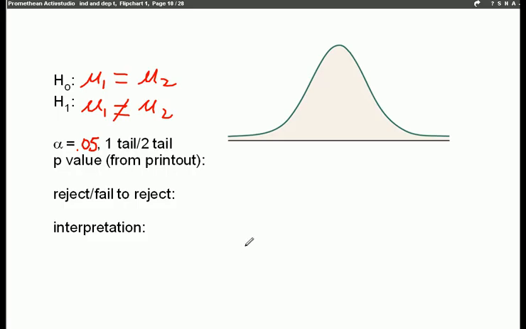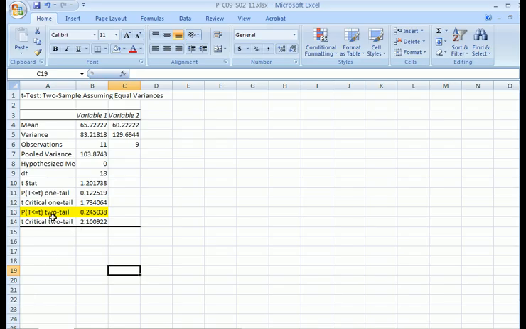So finishing up our problem in this shorthand method, our hypotheses are the same. We still have a difference as our hypothesis. Alpha is still 0.05, and I circle the two tail because of this difference, this not equal, and it tells me which p-value to read on my printout. It tells me to read two tail 0.245.